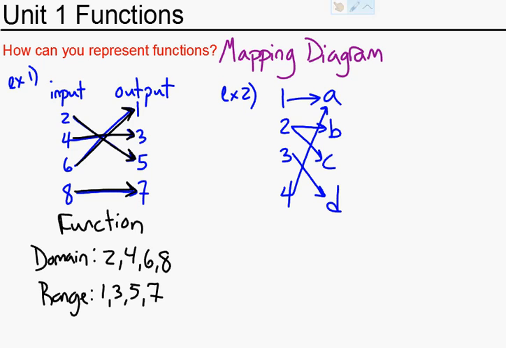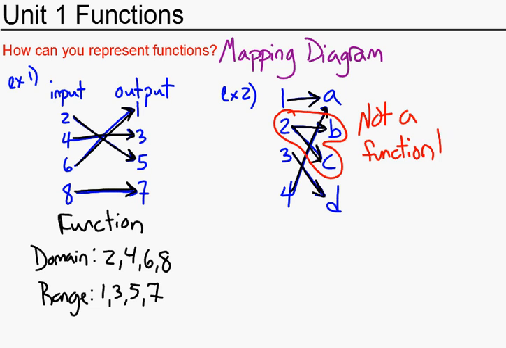So I need to determine, does this represent a function? Is it consistent? So if I take 1, it goes to A, and it always goes to A. If I take 2, it goes to B, or it goes to C. It's not consistent. I don't know what 2 is going to become. I'm okay with 3 and 4, but it's 2 where I have my problem. This is what makes my mapping diagram not a function. The input doesn't go to a consistent output. 2 becomes B sometimes and becomes C other times. So here are mapping diagrams.